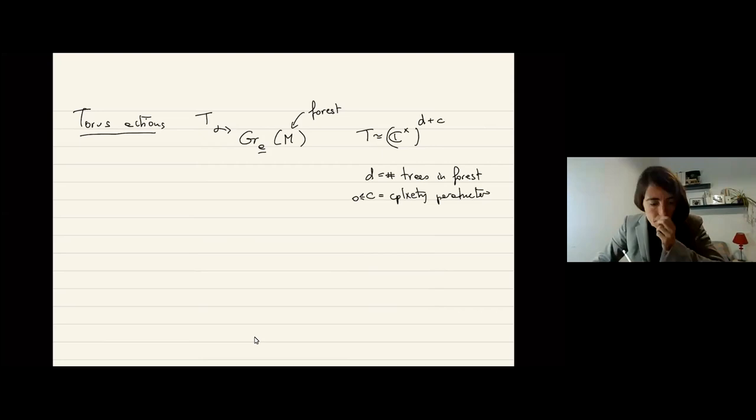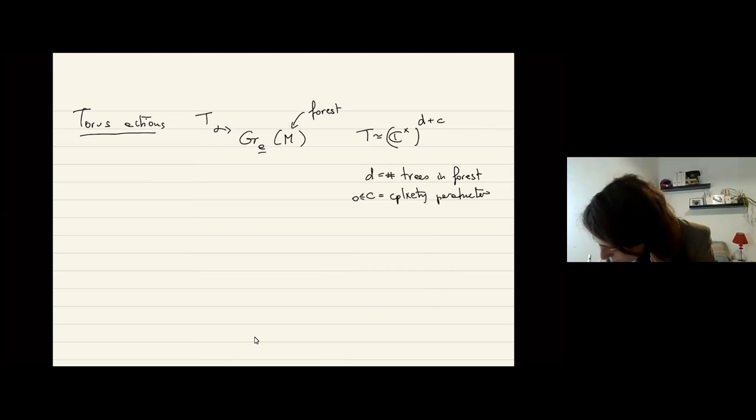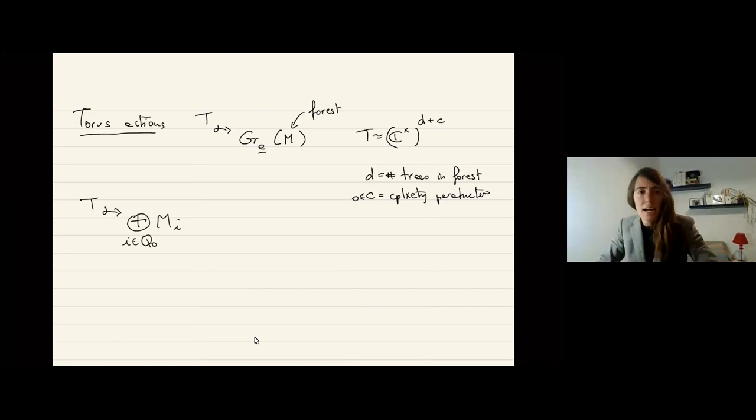Now, the way we're going to define the action is, first of all, and it's going to be a little technical, we'll see how it goes. So first, we are going to define an action of T on the underlying vector space. So this is the direct sum of all vector spaces which were part of the data of the representation. And then there's going to be a lemma which will tell us that this action extends, so it induces an action on the quiver Grassmannian.